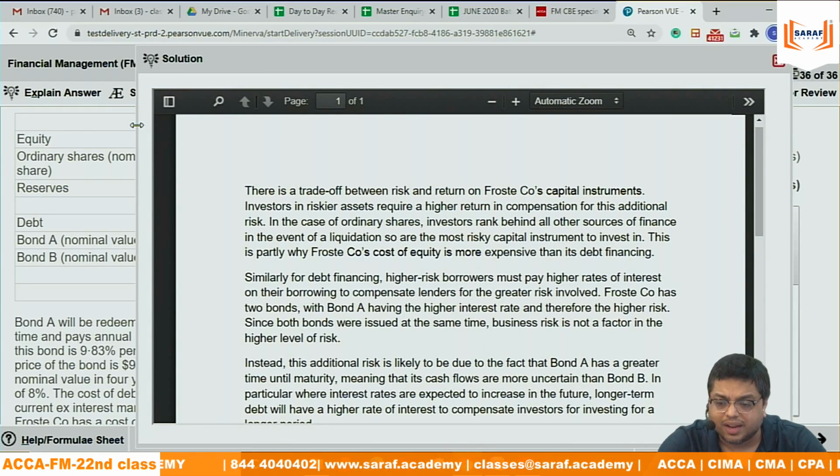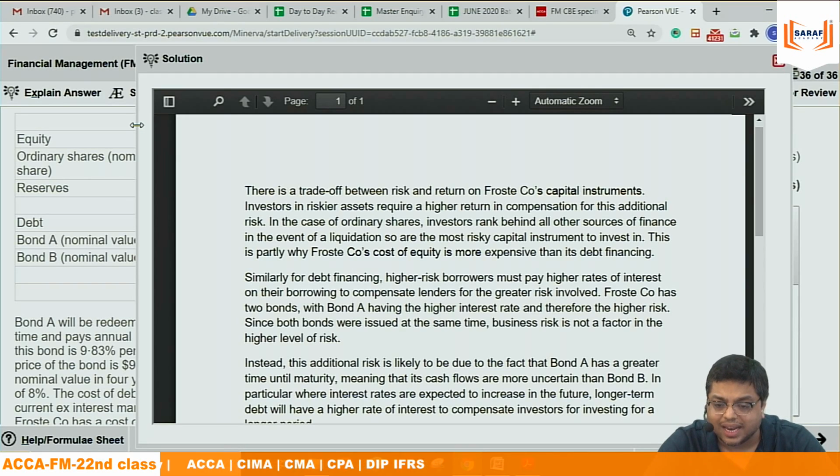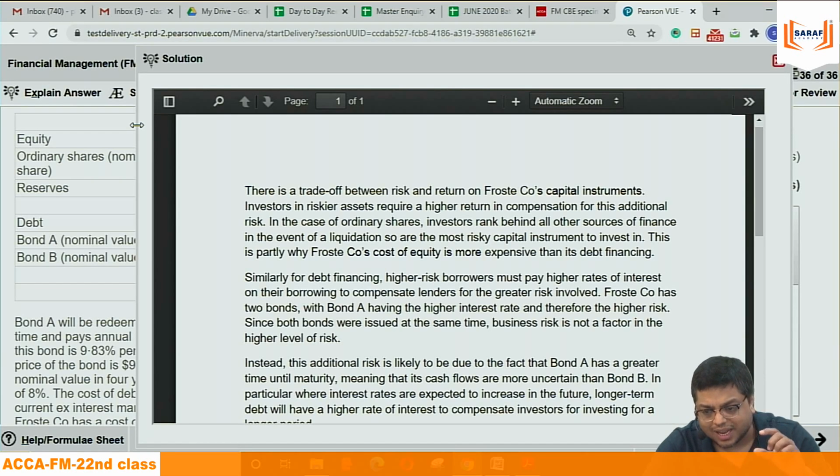There is a trade-off between risk and return on F company's capital instruments. Investors in riskier assets require a higher return in comparison to this additional risk. Risk and return go hand in hand. In the case of the answer, the first paragraph is explaining risk and return. In the case of ordinary shares, investors rank behind all other sources of finance in the event of liquidation, so they are the more risky capital instruments. This is partly why F company's cost of equity is more expensive. So the first paragraph, the introduction, is what is risk and return.